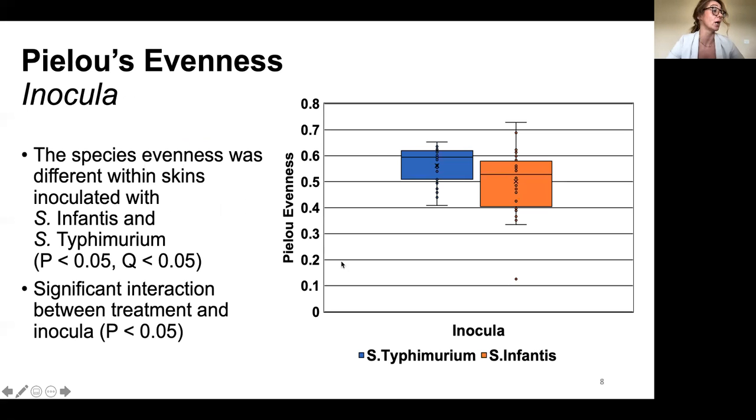And when we looked at the inoculum groups, the species evenness was different within the skins inoculated with Salmonella infantis and Salmonella typhimurium, as well as there was a significant interaction between treatment and inoculum.